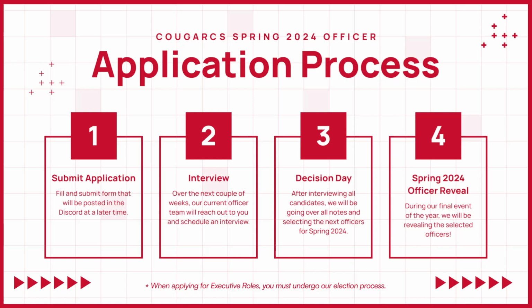Decision day. After we interview all of our candidates, all of the team is going to be going over all of the notes that we've been taking during the interview process. We're going to read it, and for those internal roles, we'll be voting through the officers for our next semester. And then for our executive roles, as you can see at the bottom, you'll undergo a special election process, which is basically the members will vote you in. So that's the process for that. I believe we'll be talking about that later on within this presentation.